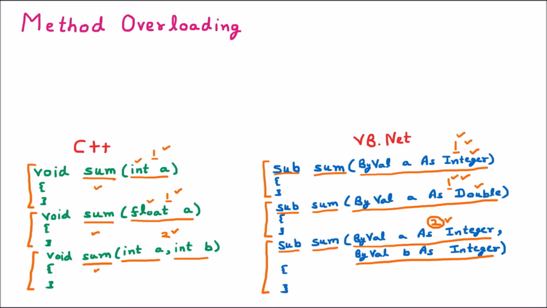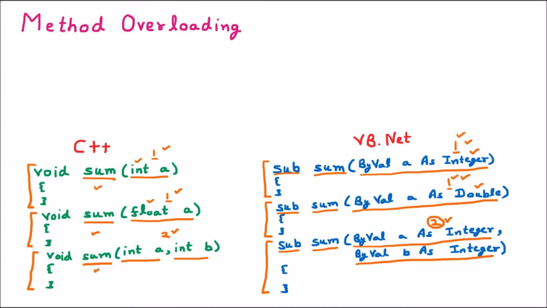So from here we can derive the definition of method overloading. Method overloading, function overloading or procedure overloading, these are all the same thing. In C++, method, function or procedure, they are the same. But if you talk about .NET, here we have procedures which have no return type and functions which have a return type. They both are called methods. That's why the word method is used here.